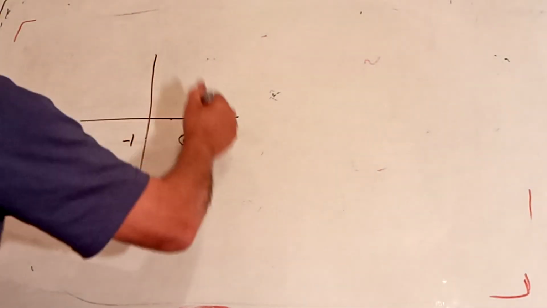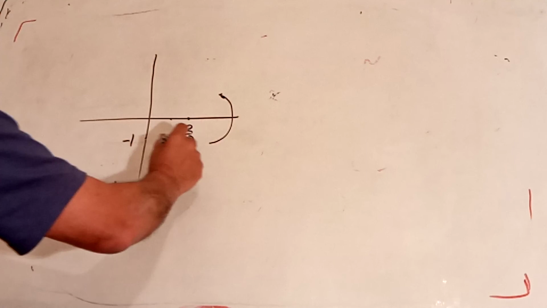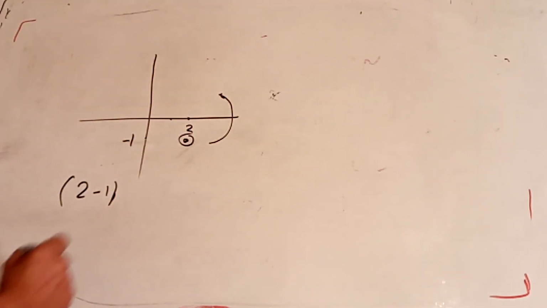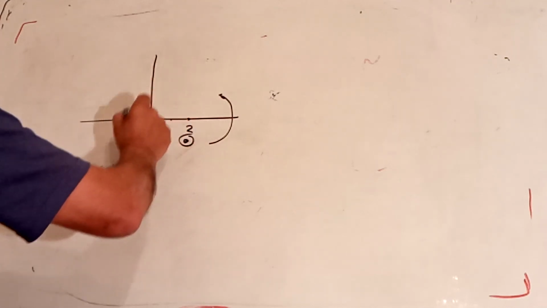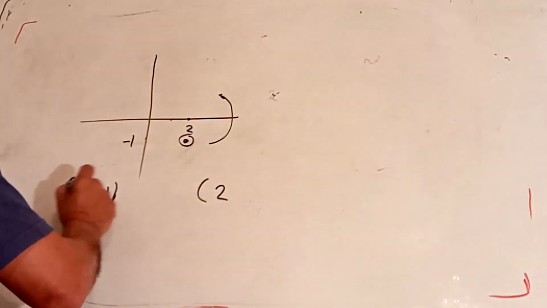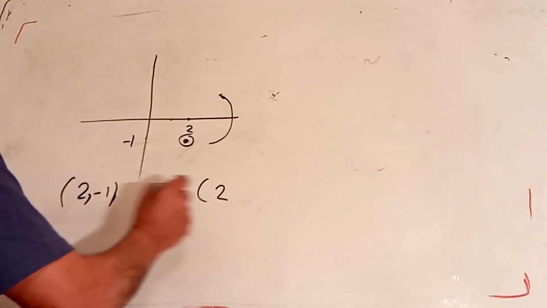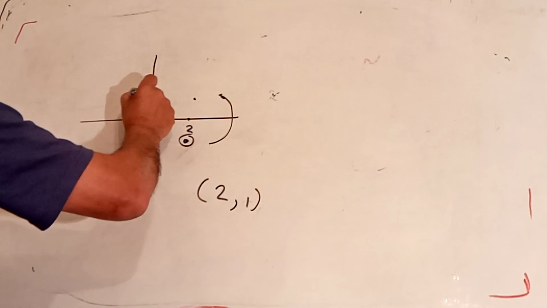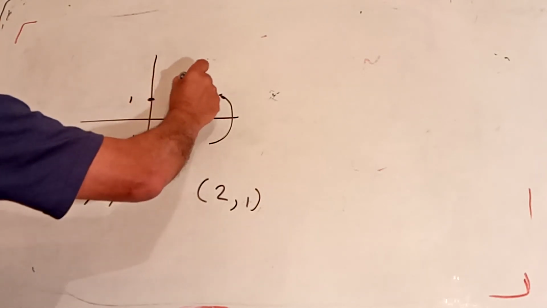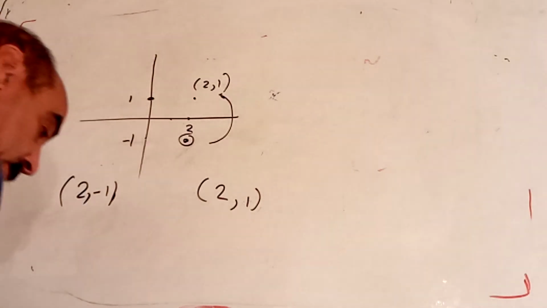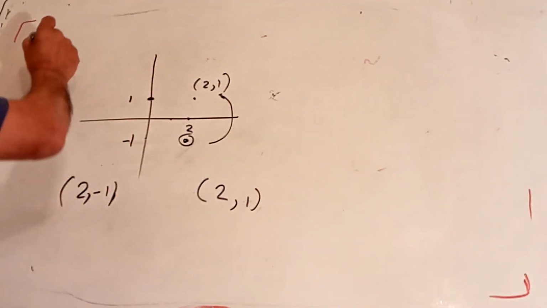So we have to reflect it up. This is 2 and minus 1. So it has been reflected up. So over the x-axis, x will not change its sign, but y will change. 2 and 1. So it comes here, and this is 1. So it will be 2 and 1. Okay, this is number 12.